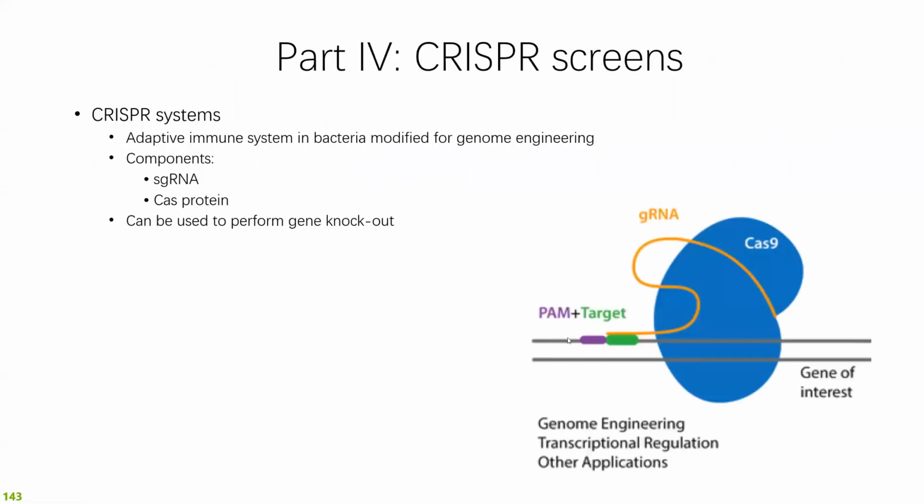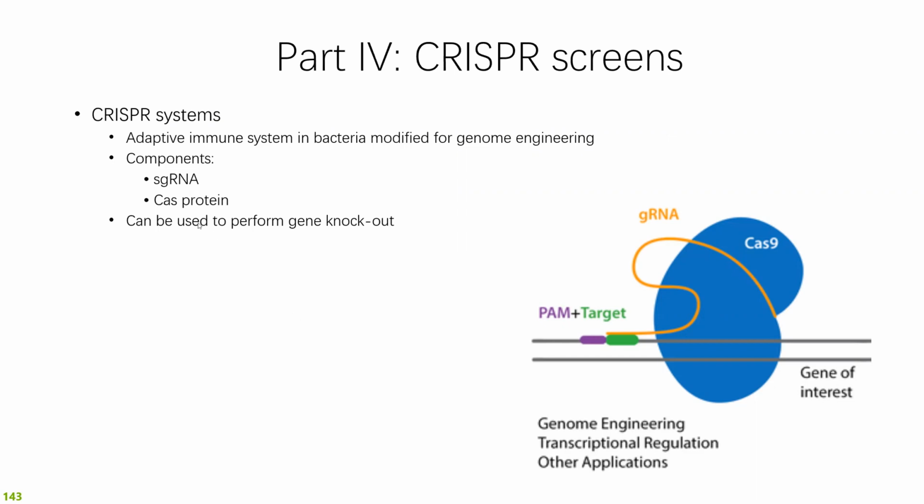So let's move on to the next part, part 4, and we focus on CRISPR screens. The CRISPR systems are originally an adaptive immune system in bacteria that they use as a defense against viral genes. But scientists have modified it for genome editing.